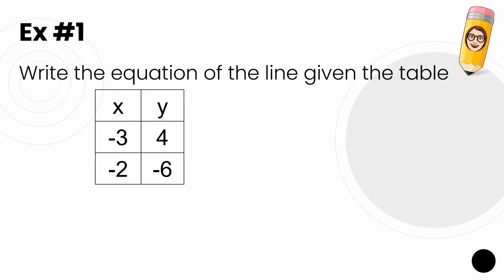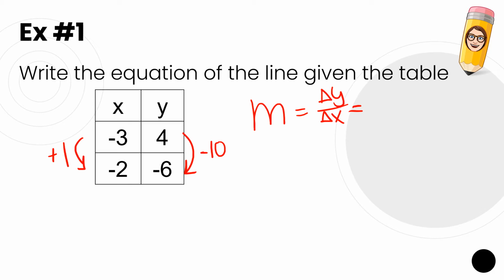So let's use these examples to help us understand. First, we want to find our slope. Slope is change in y over change in x. If you need help with that, please see my slope video. The jump from 4 to 6 is negative 10. We're decreasing by 10. The jump from negative 3 to negative 2 is a positive 1. The change in y goes on top, the change in x goes on bottom, and we simplify if we can.